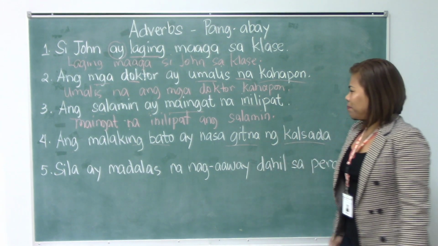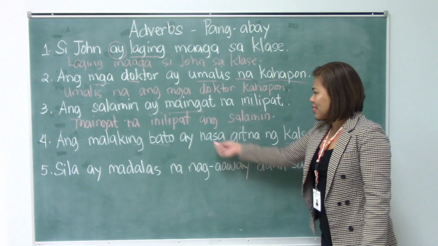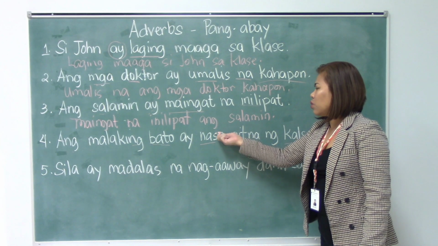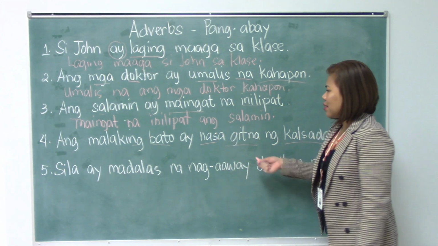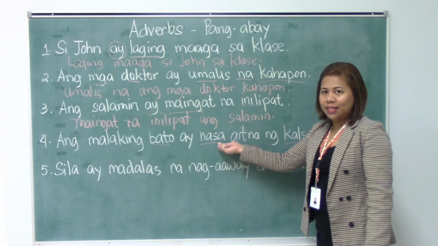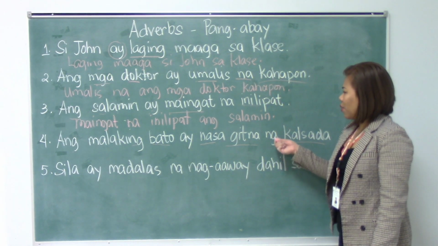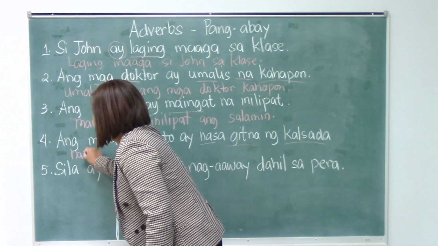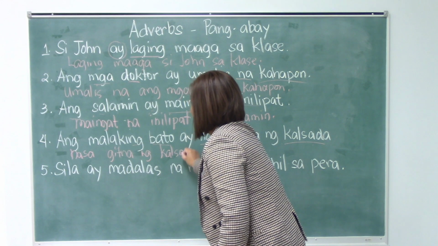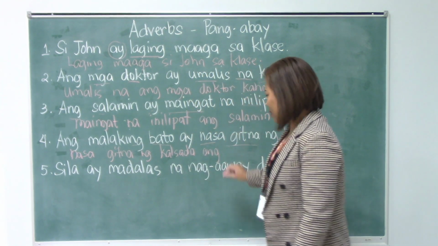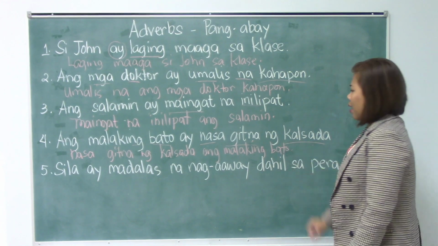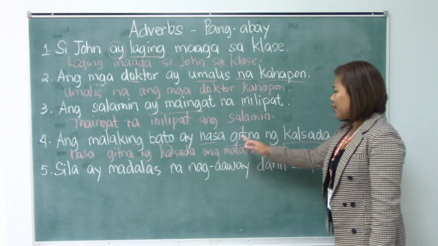Okay? Our focus would be the adverb of place. So, nasa. Nasa also means sa, but you cannot just put sa to indicate a location for this kind of sentence. Depending on the use, we would add na, not just sa. But let's convert this one into passive voice. So, nasa gitna ng kalsada ang malaking bato. There.